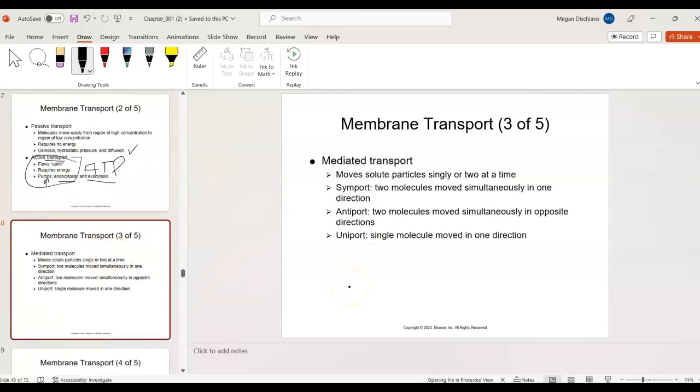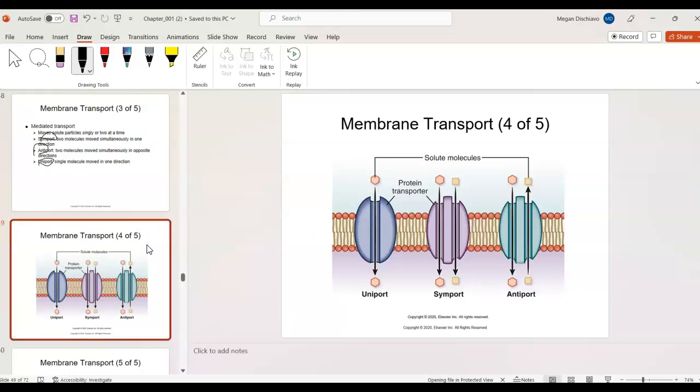Okay. So media transport will go across those channels either together, opposite each other, okay, or a single molecule moved in one direction. I think this is best shown on this picture. So here's our little protein channels. Uniport, somebody's just sneaking on through. That's all that means. Okay.